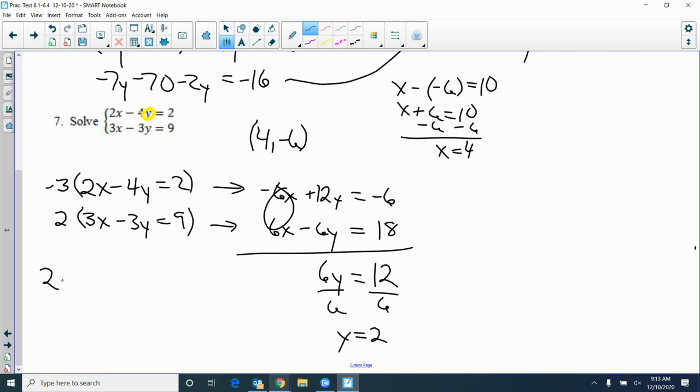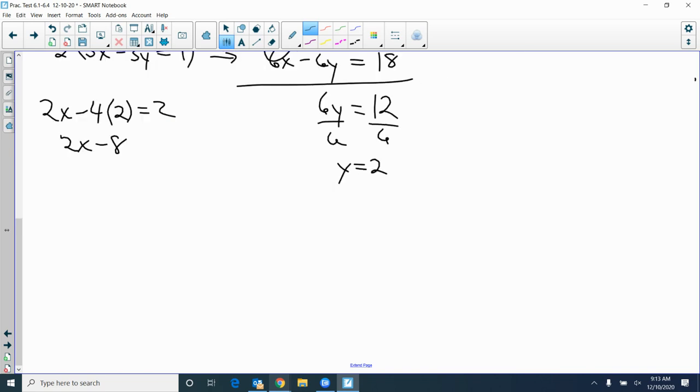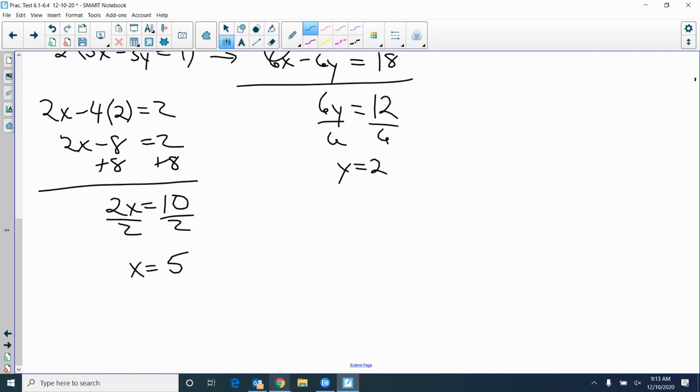Okay. So I'm going to do 2x minus 4 times 2 equals 2. Okay, 2x minus 8 equals 2. I'm going to add 8 and divide by 2. So, Christian, what do I get? X is 5. So that's where that is going to cross. All right, there you are.